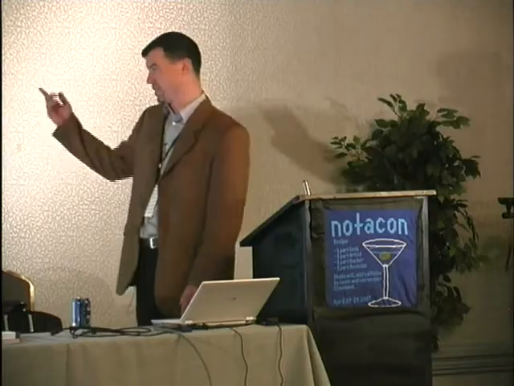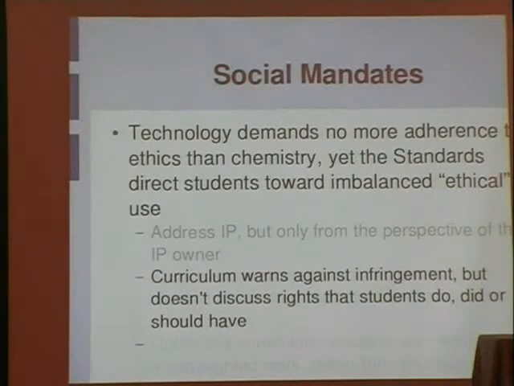The curriculum, as it's stated in the technology standards, warns against infringement, but it doesn't discuss the rights of the students, the ones that they should have or did have and have been taken away from us. The Mickey Mouse bill, sponsored by Sonny Bono, it's the Copyright Term Extension Act, lobbied by Walt Disney. This was to protect their asset, basically, Mickey Mouse, from expiring and going into the public domain. So now we have basically indefinite limits on copyrights.